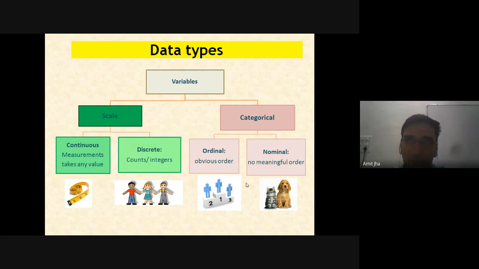For example, body weight, milk production, or wheat production in agriculture. So it can take any value on a scale. That's why it is called continuous. Whereas discrete means it is a count and integer. For example, if you talk about the number of kids born in a goat farm, then obviously it would be an integer: 1, 2, 3, 4, like that. We cannot divide it as 1.2 or 3.5. So this is called a discrete type of variable. And ordinal is 1, 2, 3, and nominal means it is just a name and will not have any order.